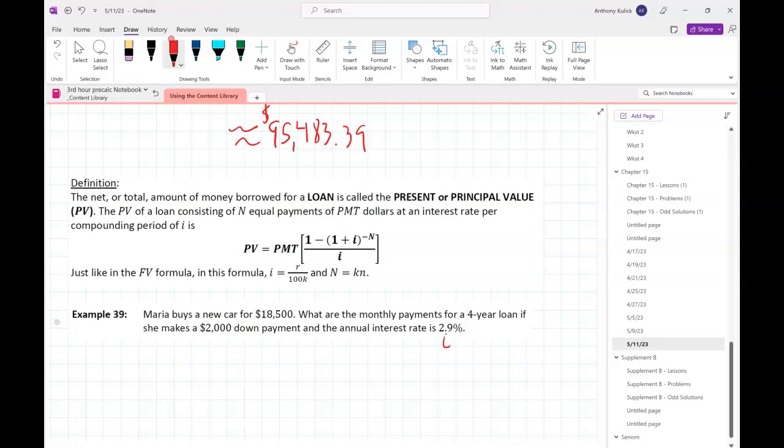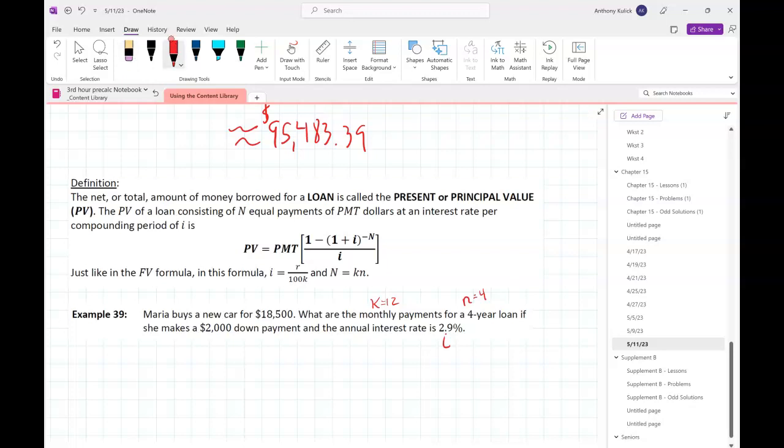So 2.9 is my R. 12 is my K because we're talking about monthly payments. Little n is 48 because we have monthly payments. Oh, I'm sorry, I don't need that, little n is just 4 because we're going to do K times 4 anyway for cap N. My apologies.